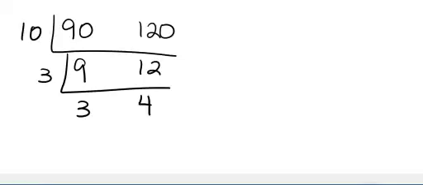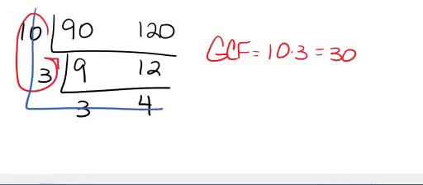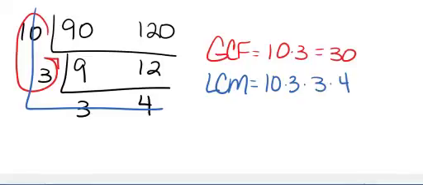And now that we have the 3 and the 4, 1 is the only number that will go into both of those. So now we can find our greatest common factor by the left column. So my greatest common factor is 10 times 3, which is 30. And now we can go on and find our least common multiple, which will be 10 times 3 times 3 times 4.